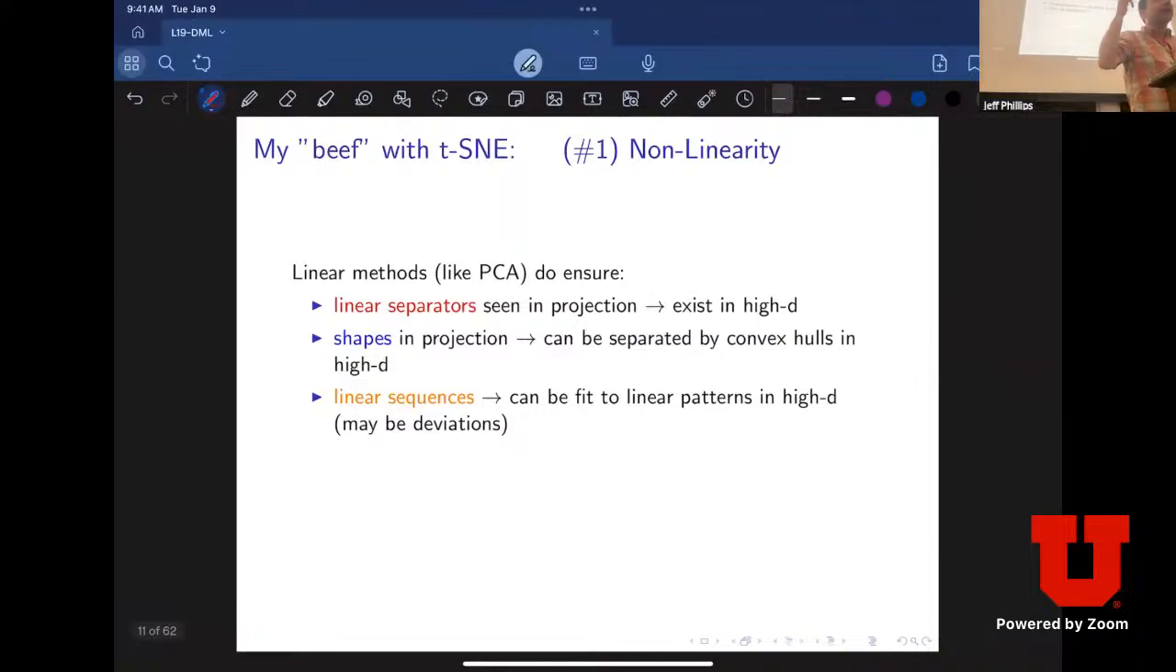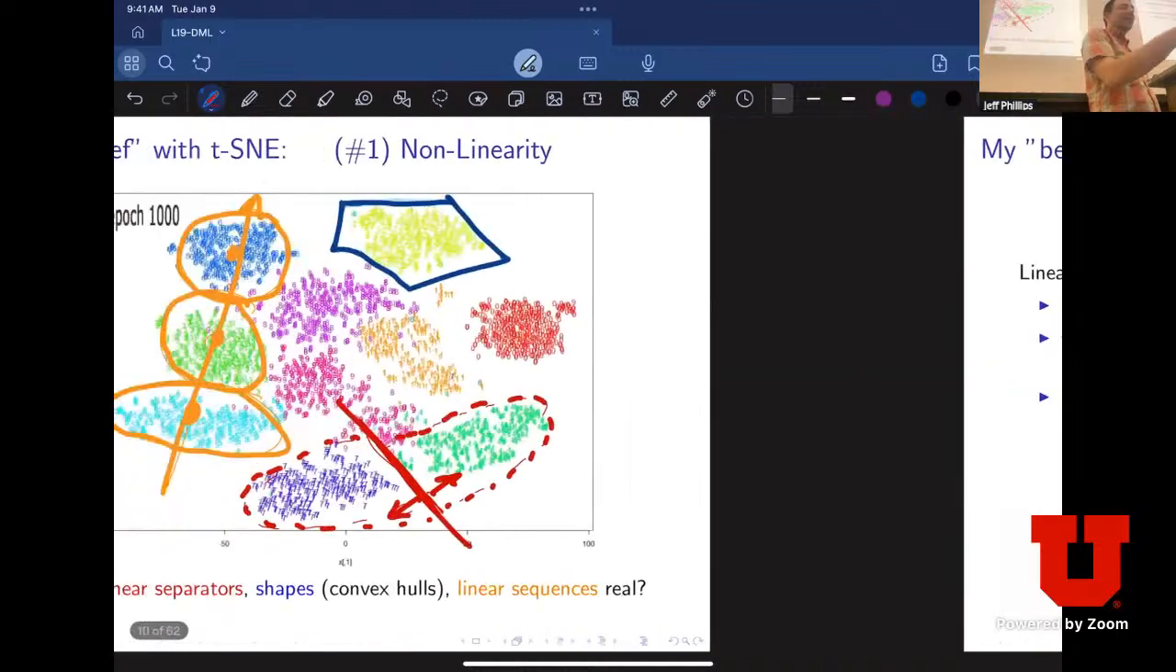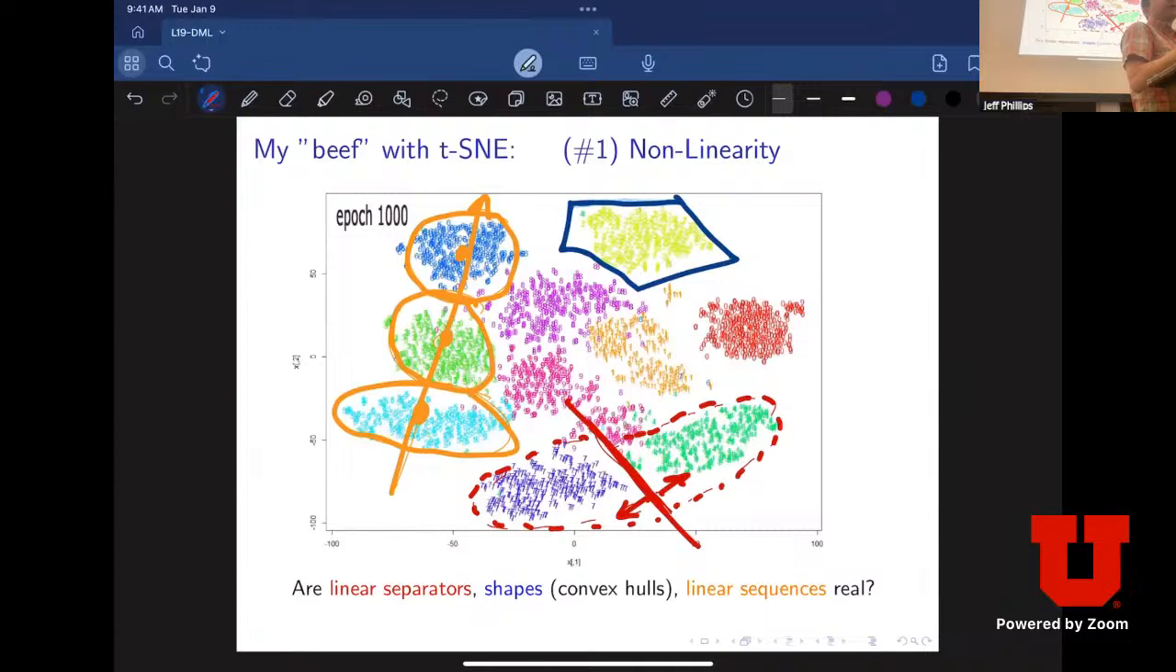Okay, so if I do a linear method like the stuff we talked about in the class, things like PCA or LDA or linear distance metric learning, you will be able to make an inference: if you have linear separators in the projection, then some linear separator must exist in high dimensions. If you have convex shapes that capture something, then there is another convex hull of points in the high dimensions which separates it from everything else. And if you have linear sequences, then you can fit a linear pattern. It might be projecting onto a linear pattern, but you can fit a linear regressor through a sequence of things. So the linear methods allow these linear inferences where the nonlinear things don't. People probably make inferences like these from the pictures, but you shouldn't trust them if you're doing t-SNE or some nonlinear method.